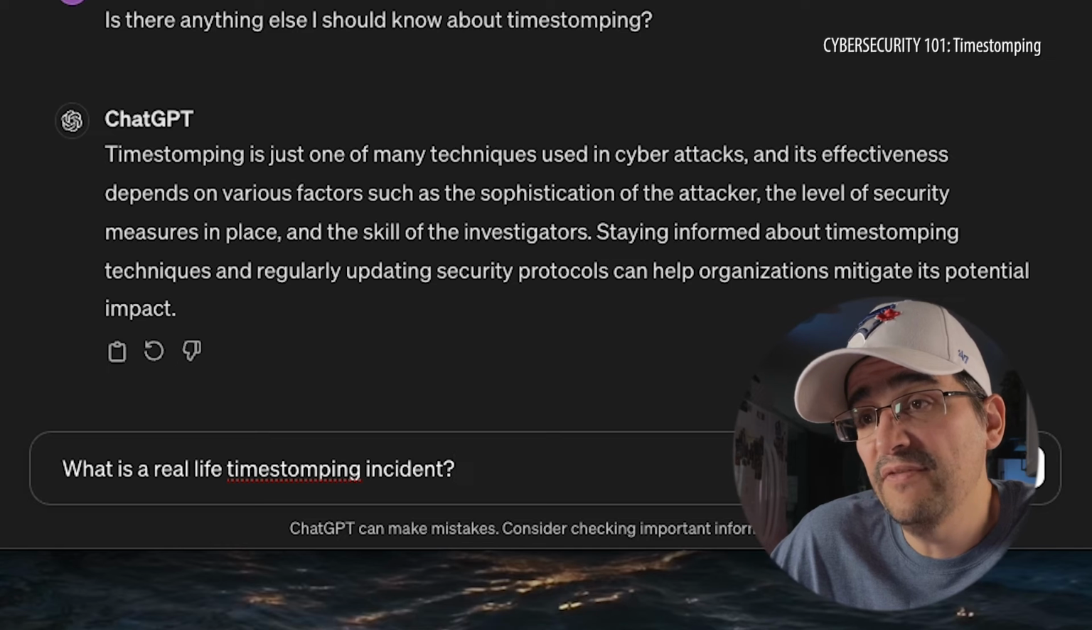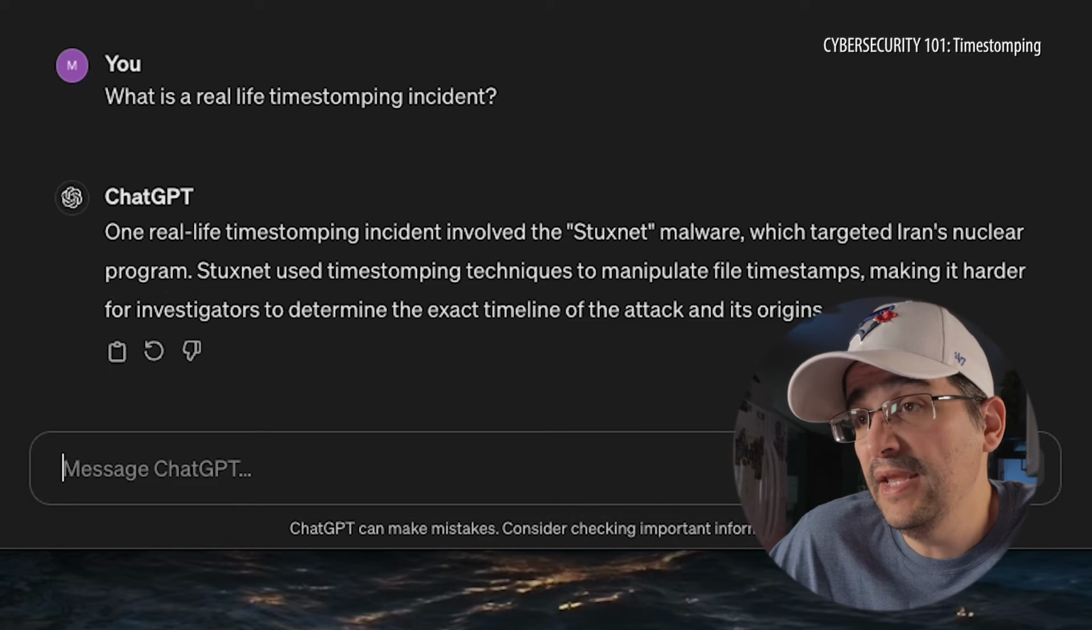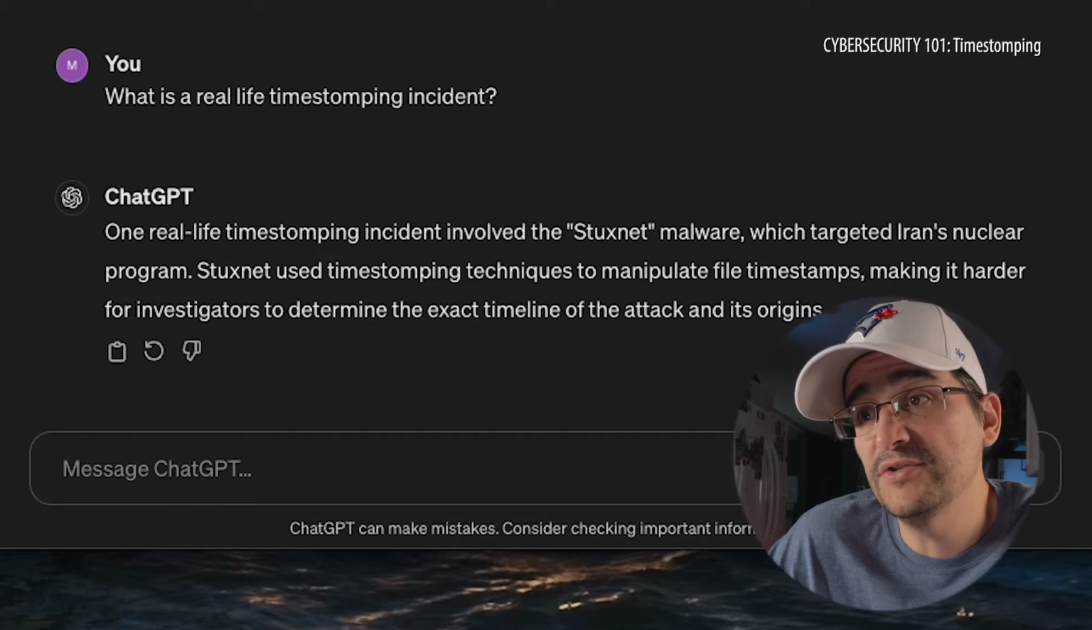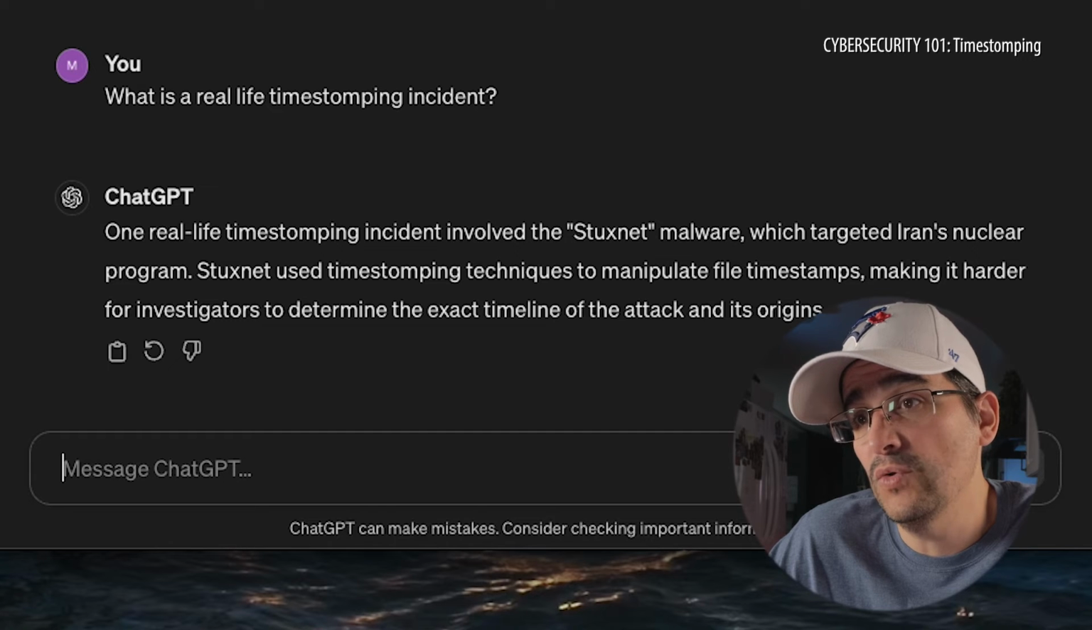Time stomping is just basically changing the timestamp of files so that you could say whatever you want it to say. All right, so we're going to wrap it up with one final question, which I like to ask at the end of every episode: what is a real-life time-stomping incident? So it involved Stuxnet malware, which targeted Iran's nuclear program. Stuxnet used time-stomping techniques to manipulate file timestamps, making it harder for investigators to determine the exact timeline of the attack and its origins. Oh, clever. Clever and wrong, but interesting.